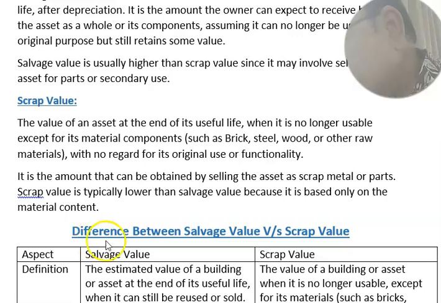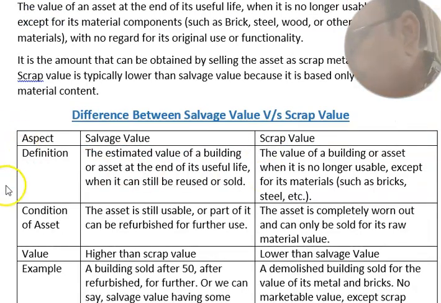So we will learn also the difference between salvage value and scrap value. Sometimes a 1 mark MCQ can come on that: is it salvage value or scrap value? Definition: as we already learned, salvage value is the estimated value of a building or asset at the end of its useful life when it can still be reused or sold. Scrap value is the value of a building or asset when it is no longer usable except for its material. Material can be sold separately, bricks, steel, etc.